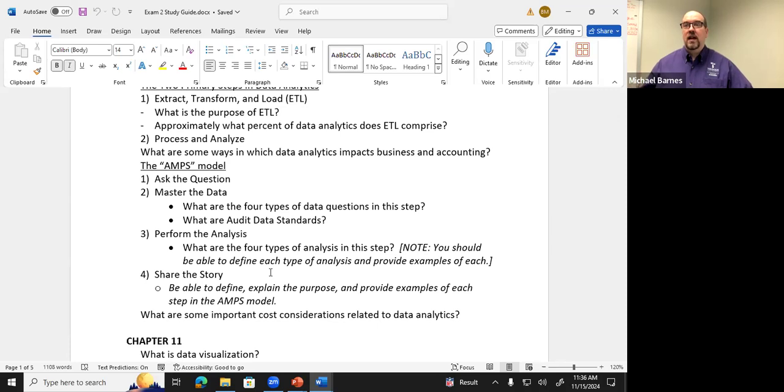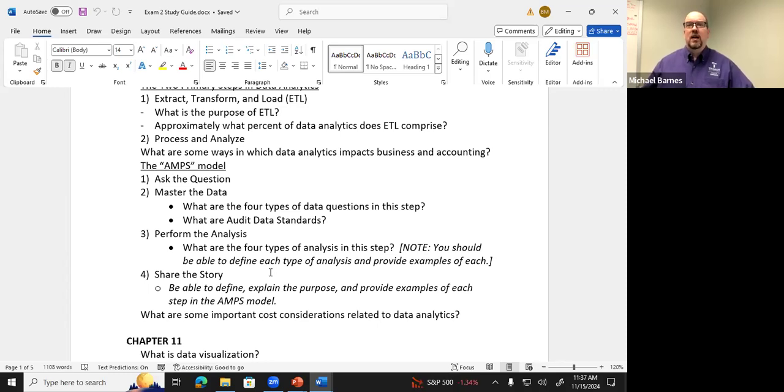There's the descriptive analysis, what happened. There's the diagnostic analysis, why did it happen? There's the predictive analysis, what will happen, and there's prescriptive analysis, what should we do based on what we think will happen. We talked about that in multiple different contexts, so you can expect that there will be questions on the exam about this, so please make sure you're familiar with this.